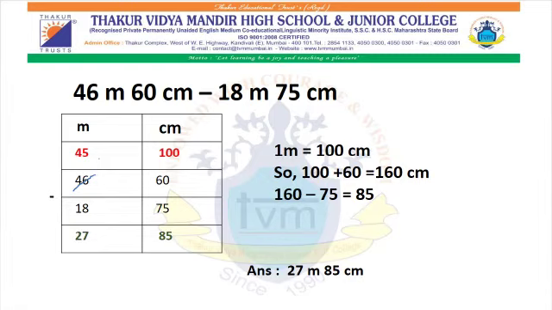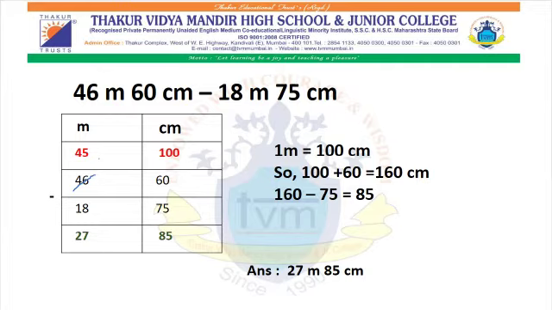Let us see one more example of subtraction. 46 meters 60 centimeters minus 18 meters 75 centimeters. Here again, making the columns of meters and centimeters. In centimeters, you are having 60 minus 75, and in meters, you are having 46 minus 18.